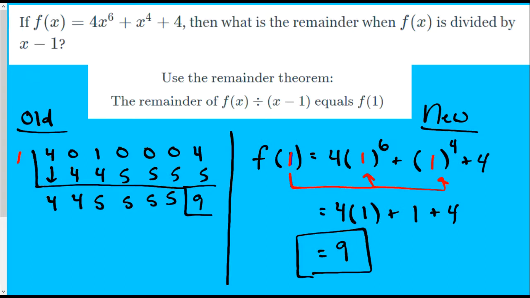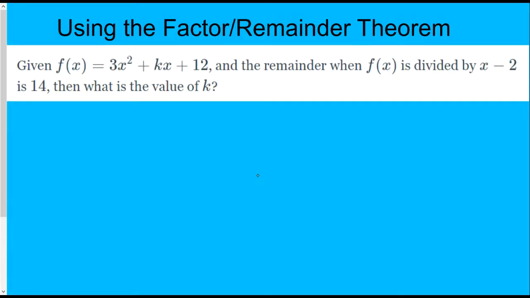All right, so using the factor and the remainder theorem, now we get to do some interesting problems. So this first one says, given f of x equals 3x squared plus kx plus 12. Ooh, kx, what does that mean? Well, k is just another unknown value. So if we're given this polynomial where we're kind of missing some numbers in it, and the remainder when f of x is divided by x minus 2 is 14, then what is the value of k?